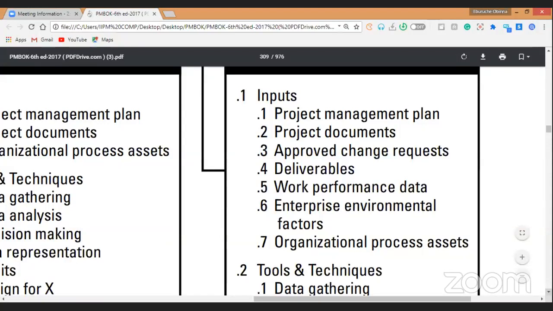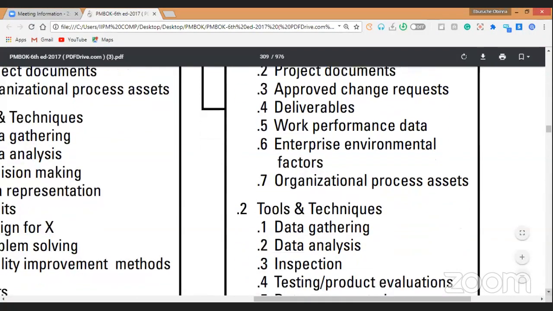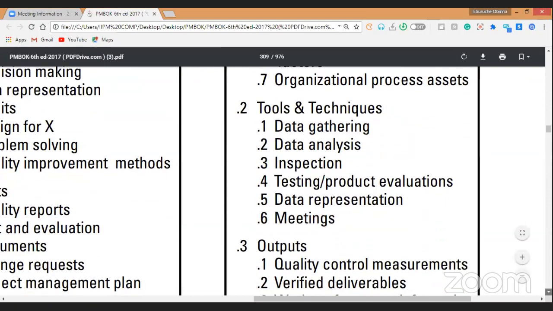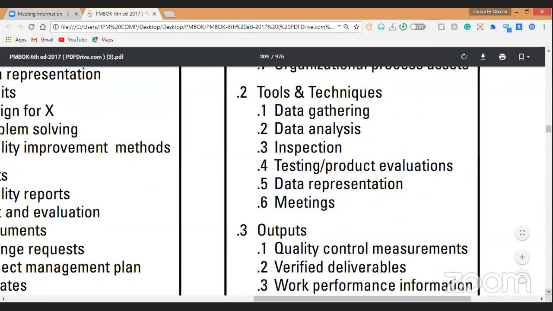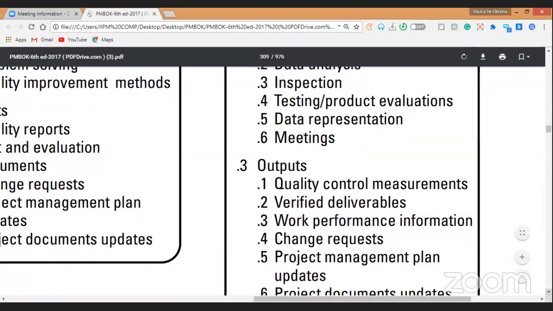Then you have the work performance that will tell you how you're going. Then you have the enterprise environmental factors and the organizational process assets, all as inputs to controlling quality. Then you have the tools and techniques. In the tools and techniques, you still have data gathering, data analysis, inspection, testing and product evaluations, data representations, and meetings. I think these ones are quite understandable based on the explanations we've made so far.